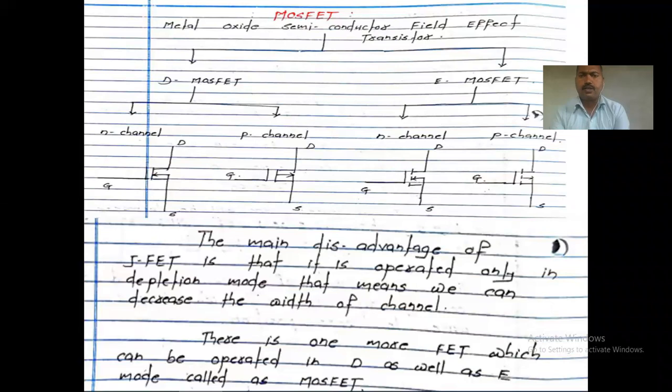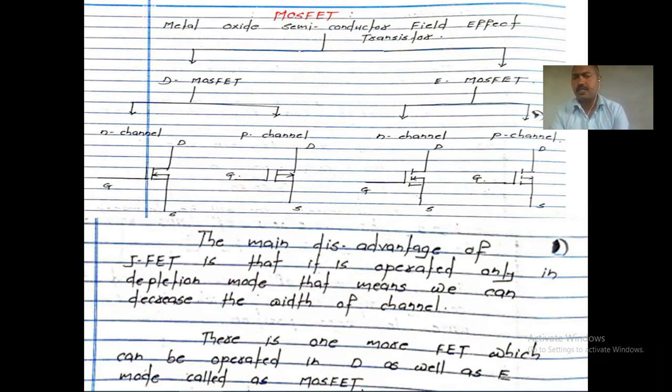Same thing, accordingly there should be another type of field effect transistor that is called metal oxide semiconductor field effect transistor, that should be called a MOSFET. This should be called MOSFET. It basically has two types. See, D MOSFET and E MOSFET.